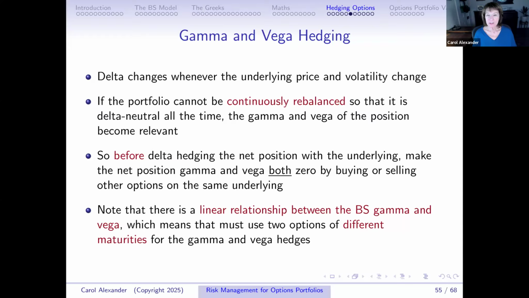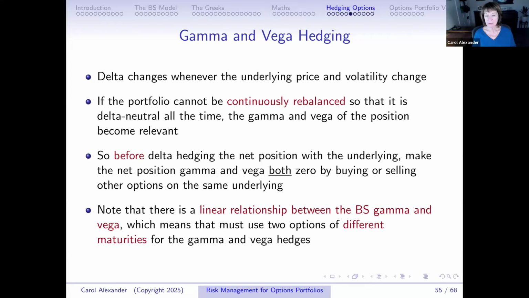Now, the delta changes whenever the underlying price changes. It can go from 0 to 1 for a call, or from minus 1 to 0 for a put. And it also changes with volatility as well. And if you can't continuously delta hedge every time the underlying price changes or the volatility changes, so that it's always delta neutral, then that's when you've got to start thinking about putting on a gamma and vega hedge. And gamma is greatest for at the money near-term options, and vega is greatest for at the money long-term options.